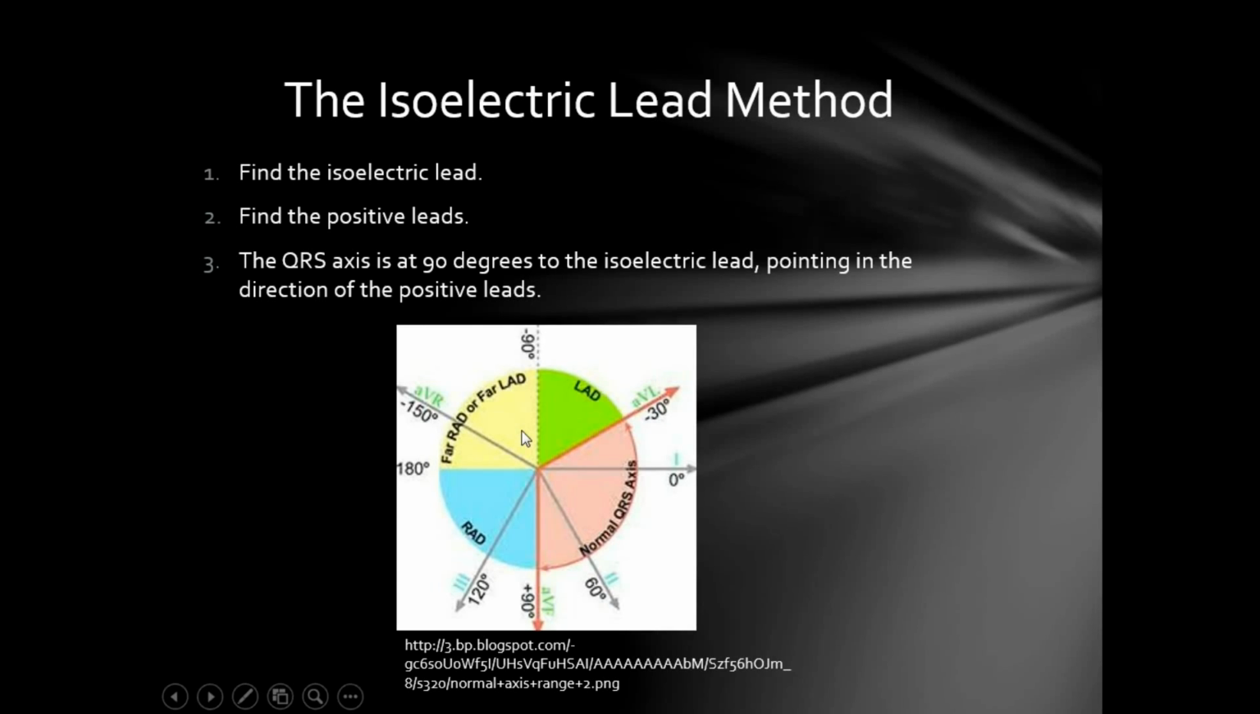And you can determine which side is the correct one by looking at the other leads. So, for example, if leads 1 to AVF were positive, and AVL is isoelectric, of course, then your cardiac axis must be pointing to the positive 60 degrees and not to the minus 120 degrees. Whereas, if AVL was the isoelectric lead, leads 1 to AVF were negative, and the lead AVR was the positive one, then your cardiac axis must be pointing at exactly minus 120 degrees in this direction.